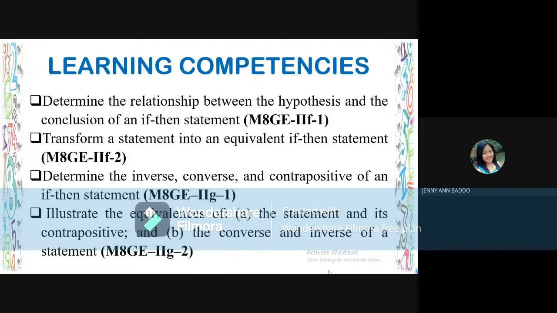After this video, you are expected to determine the relationship between the hypothesis and conclusion of an if-then statement, transform a statement into an equivalent if-then statement, determine the inverse, converse, and contrapositive of an if-then statement, and illustrate the equivalences of the statement and its contrapositive, and the converse and inverse of a statement.